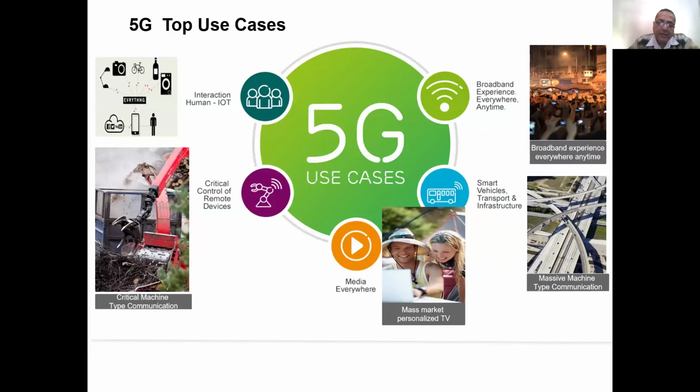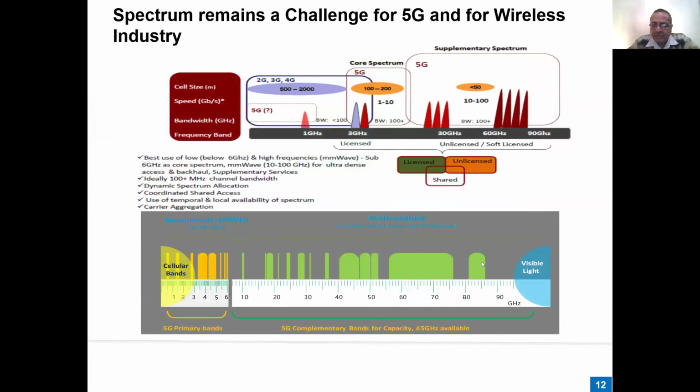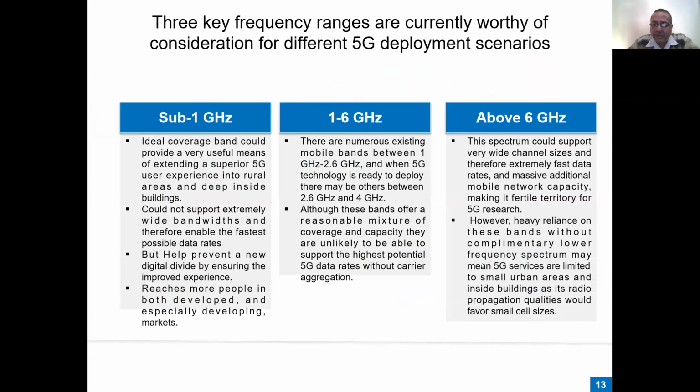So what are the applications of 5G if we see? Number one, interaction of human and IoT, right? Then broadband experience. During the last 2 years, Corona time, we had classes from our home. We were using broadband. Here we can use broadband at a much faster rate. Again, critical control of remote devices, media everywhere, smart vehicles, infrastructure, transport. So these are some of the applications of 5G.